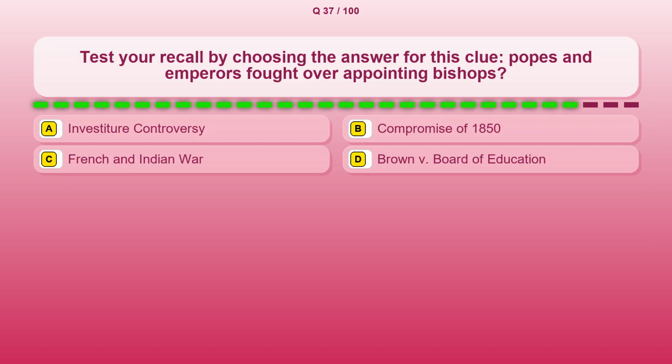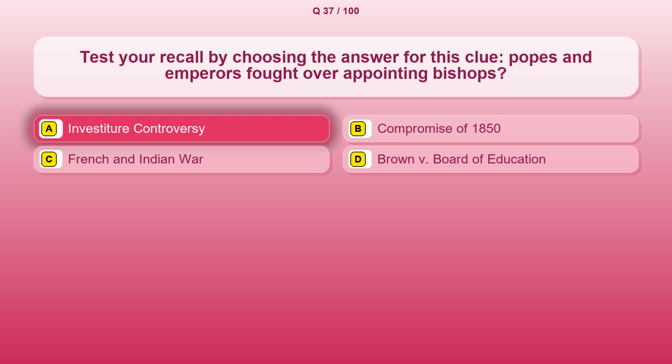Question 37. Test your recall by choosing the answer for this clue. Popes and emperors fought over appointing bishops. Option A, investiture controversy. Option B, compromise of 1850. Option C, French and Indian War. Option D, Brown v. Board of Education.